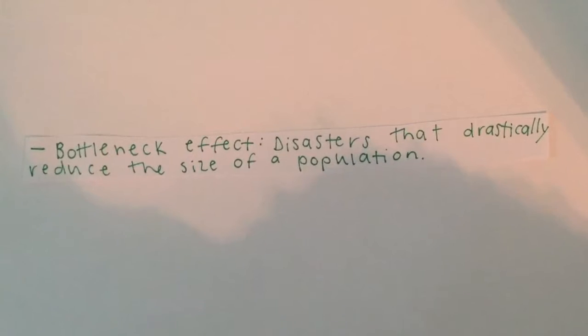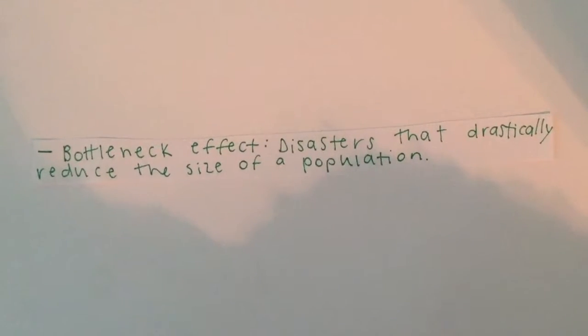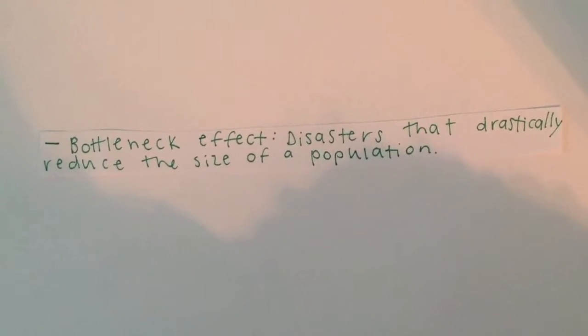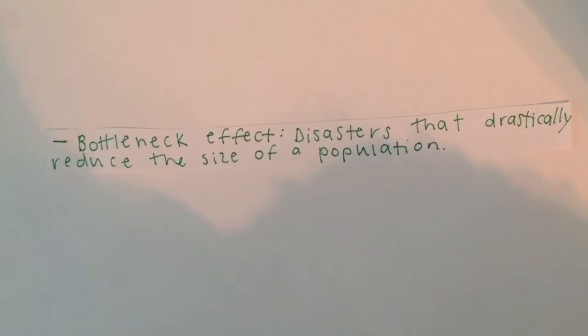The bottleneck effect is caused by disasters that drastically reduce the size of the population and change the characteristics within that new smaller population. To make this piece of art, you're going to draw a big bottle with a ton of little circles or marbles in it of different colors. You can choose as many different colors as you want as long as there's a repetition of all of those colors. And you'll draw this bottle upside down with a small cup underneath it.